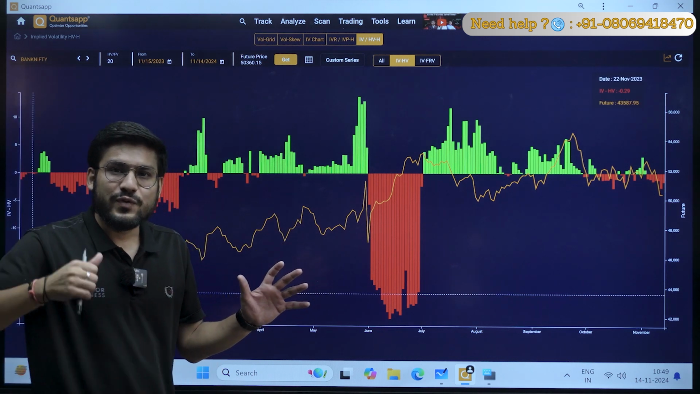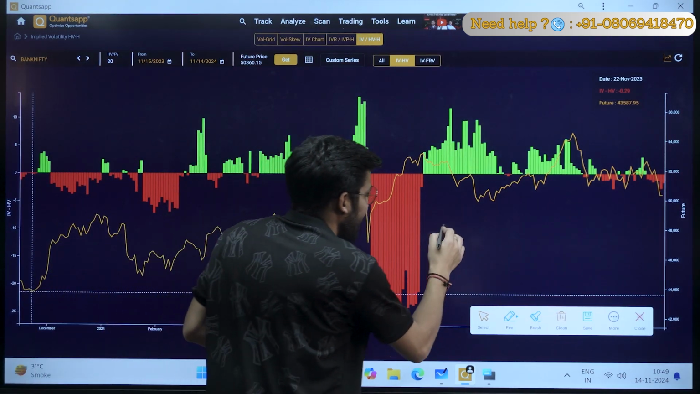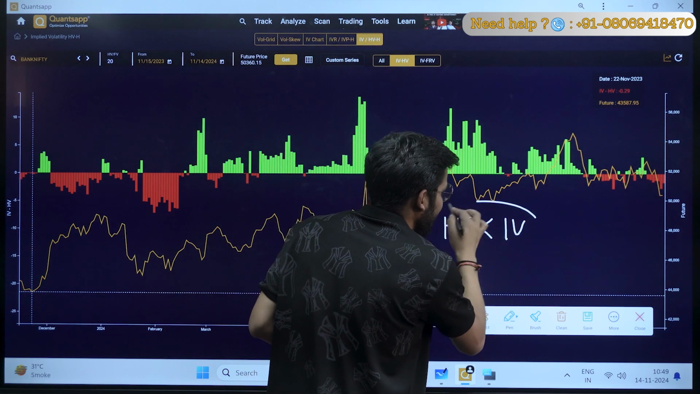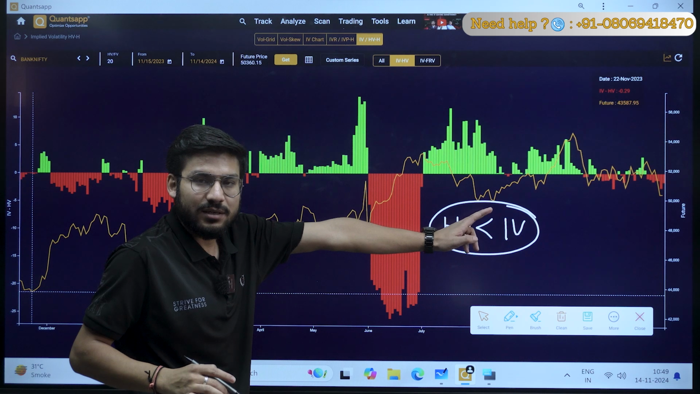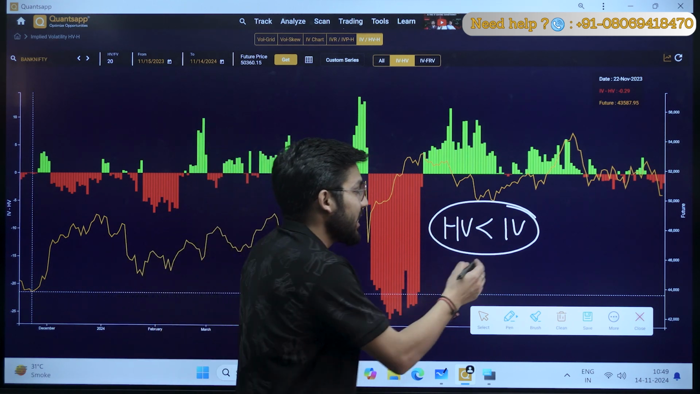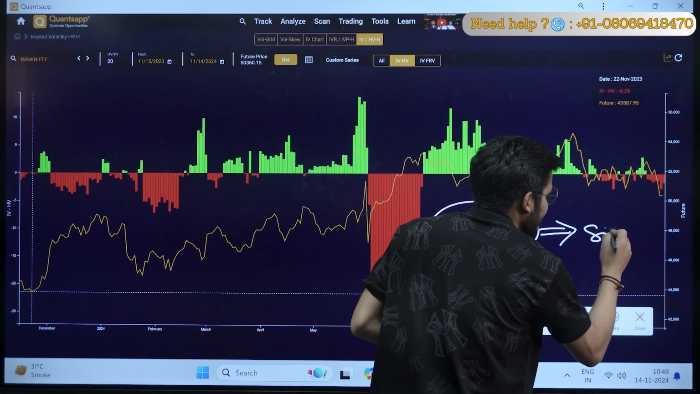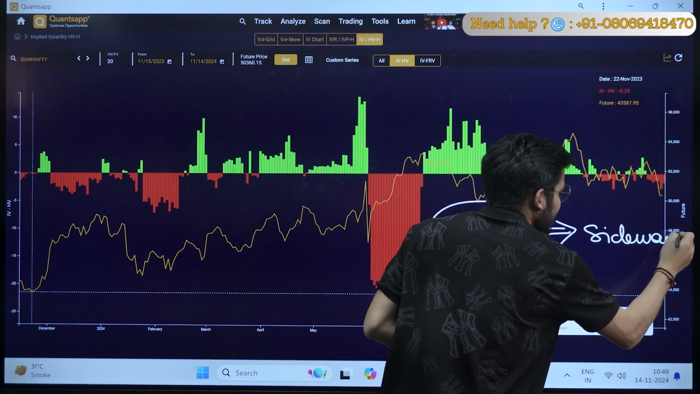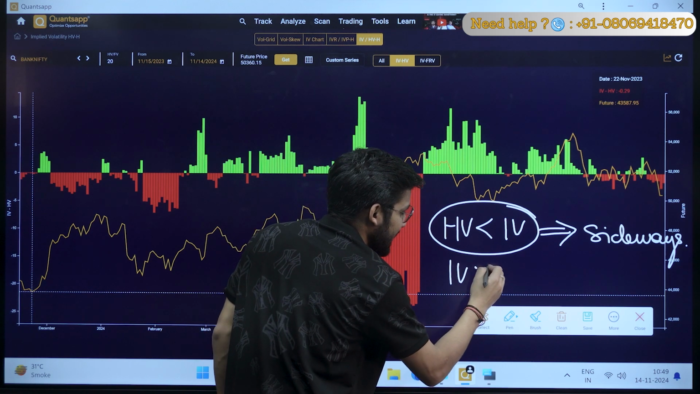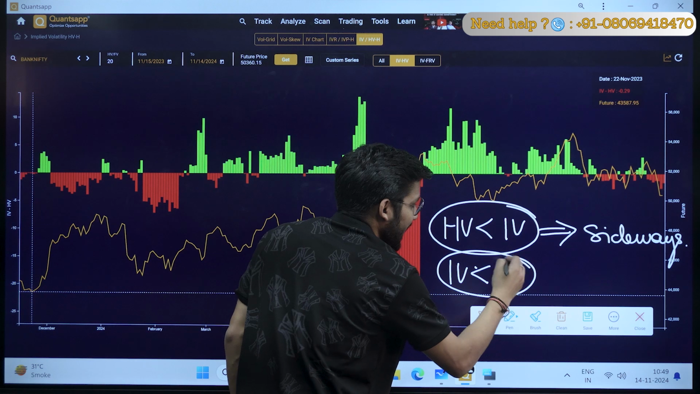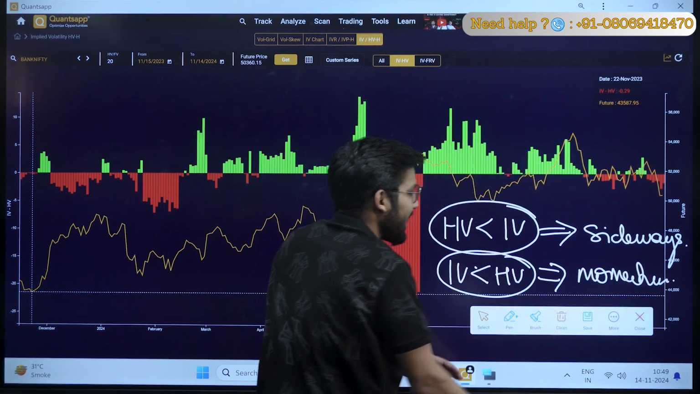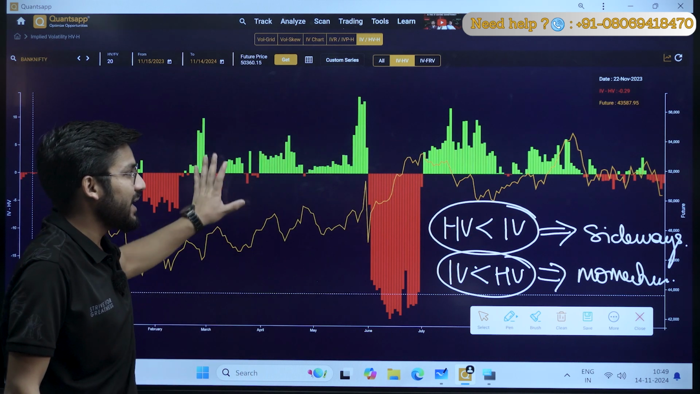Now we got the concept that whenever your historical volatility is less than your implied volatility, it means the implied volatility is greater and the historical performance was not that great. So at that time you will get the market in a sideways direction. I'm revising the concept, okay? Then whenever your IV, the implied volatility, is less than your historical volatility, at that time I will get good momentum in the market. And on the basis of this concept we have made this tool here.